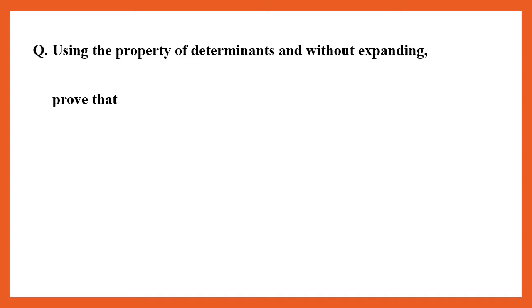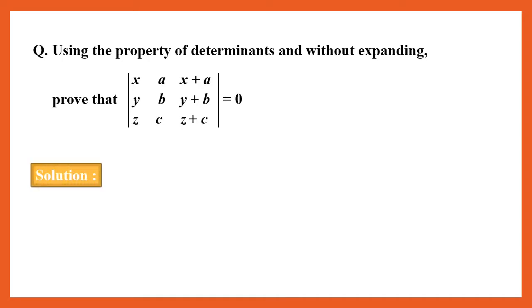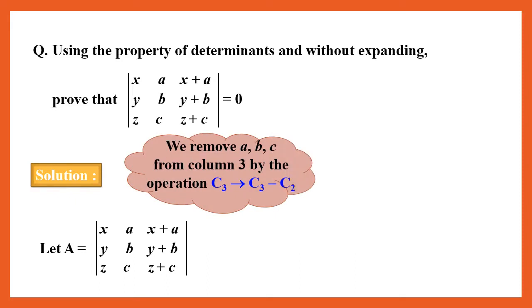So using the properties of determinants and without expanding, prove that the determinant with rows x a, x plus a; y b, y plus b; z c, z plus c is equal to 0. So we have already discussed the 6 properties of determinant. So using these properties we need to prove the above determinant. So the determinant is x a, x plus a, y b, y plus b, z c, z plus c.